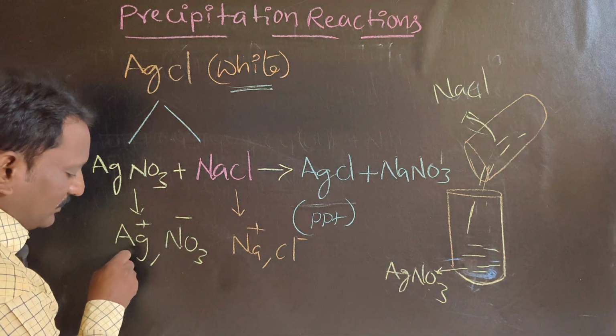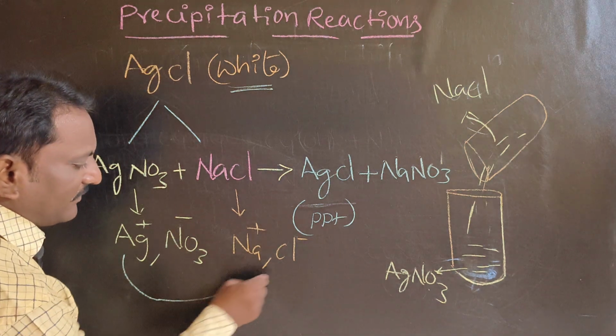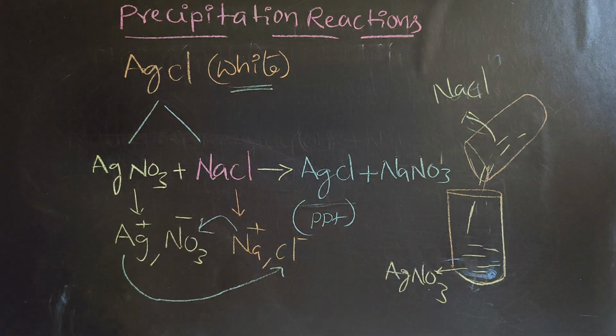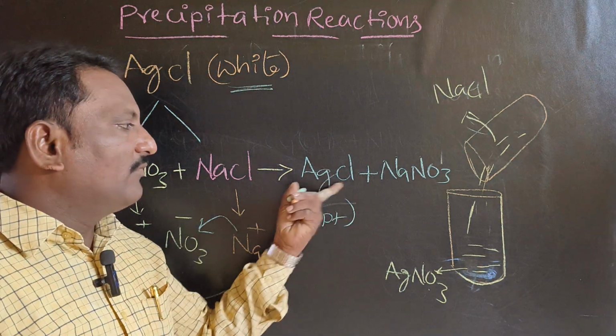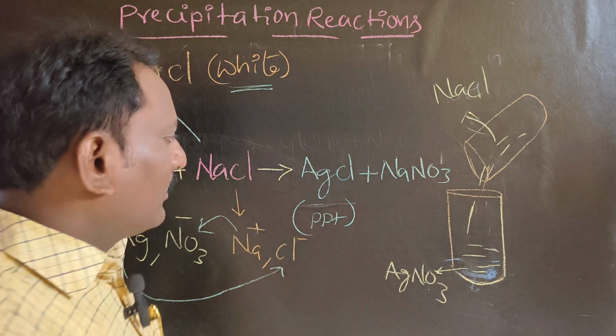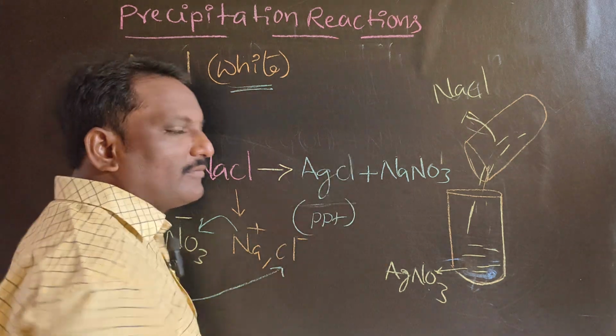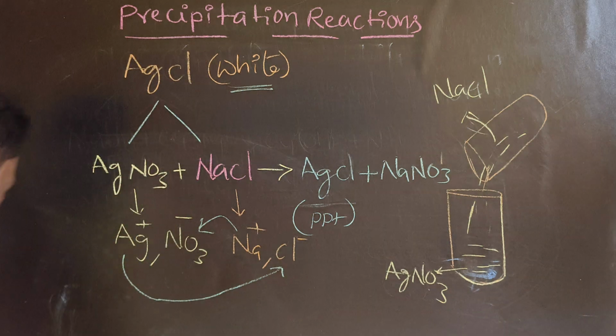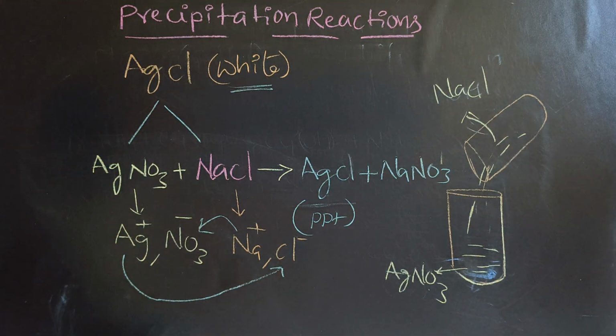So silver combines with Cl minus, and sodium combines with the nitrate ion. Then you will get silver chloride along with sodium nitrate. In this one, silver chloride is a white color precipitate. Okay, right. Next one.